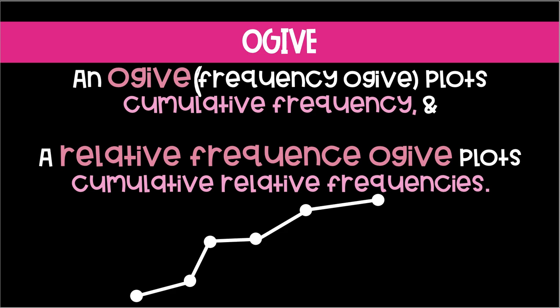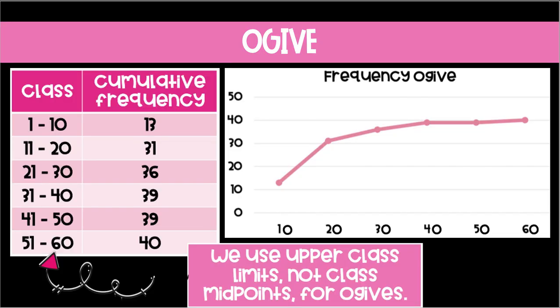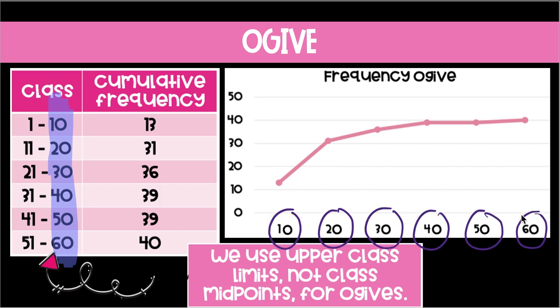For our particular data we had, here will be a frequency ogive, and then I'll show you the relative frequency ogive. Just keep in mind that for the frequency ogives and the relative frequency ogives, we plot them using the upper class limits. That's what we're going to have, the upper class limits in our horizontal axis here: 10, 20, 30, 40, 50, and 60, which are our upper class limits.